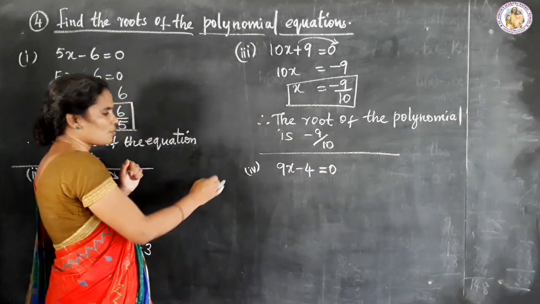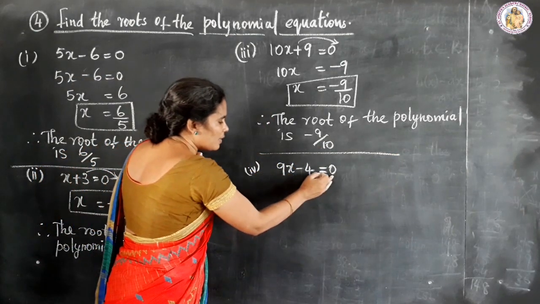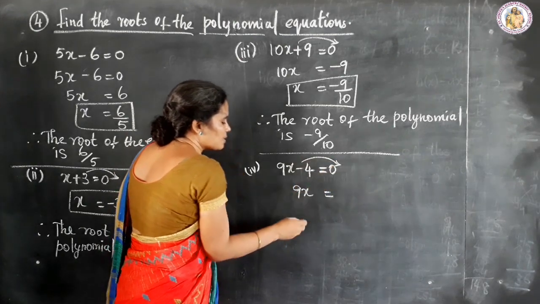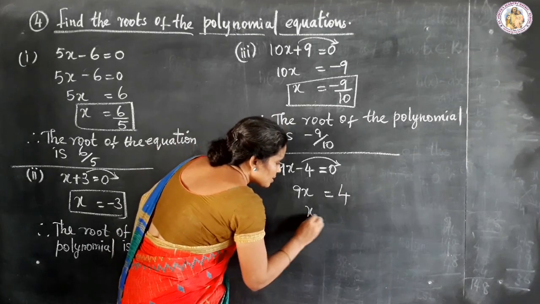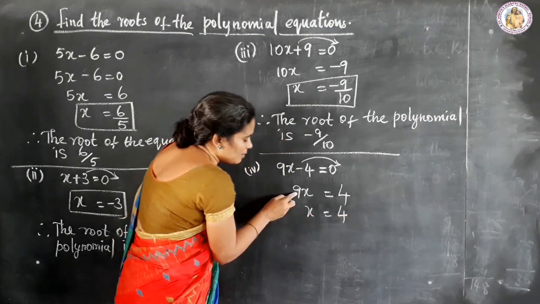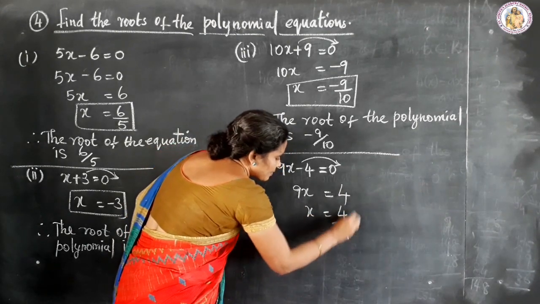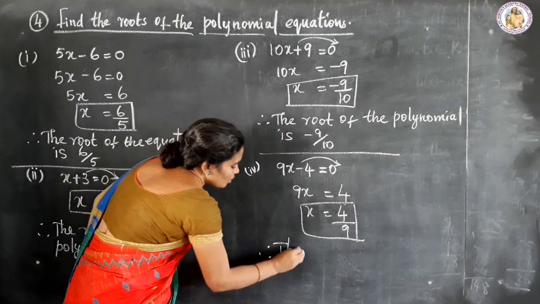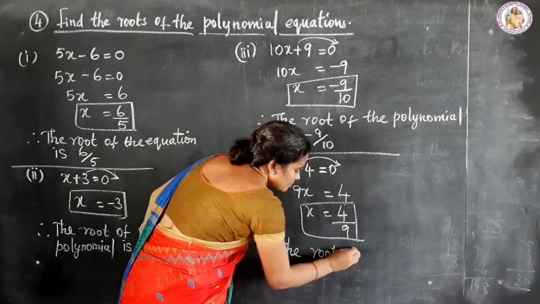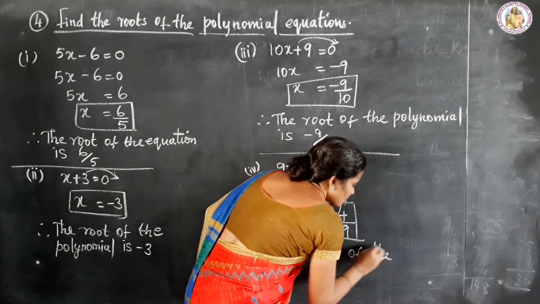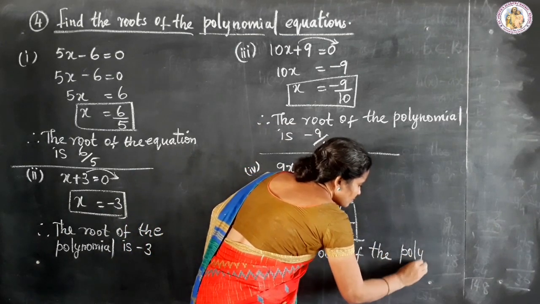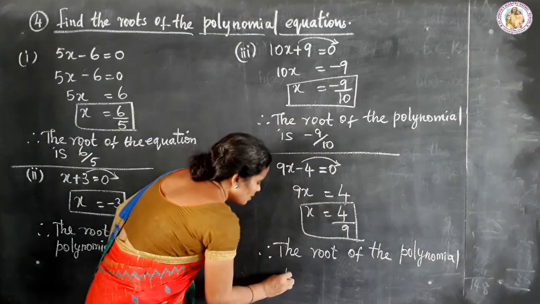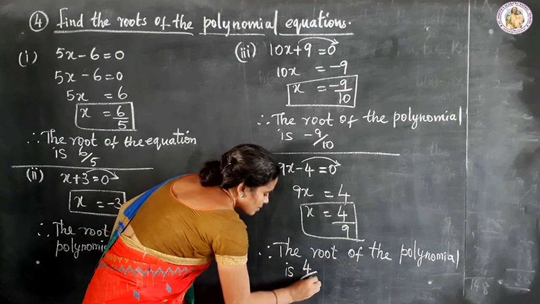Okay, question number 4. 9x minus 4 is equal to 0. Minus 4, when it comes here it becomes plus 4. So x is equal to 4 divided by 9. x is equal to 4 by 9. Therefore, the root of the polynomial is 4 by 9.